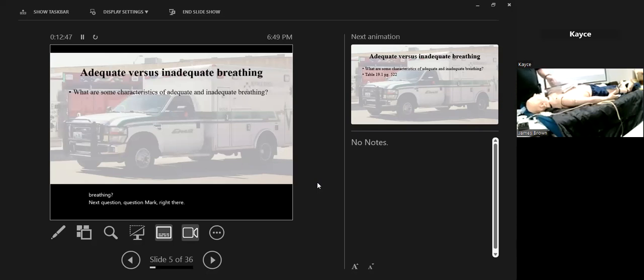Okay, equal chest rise and fall would be a characteristic of adequate breathing, right? How about inadequate? Cyanosis. Noisy breathing, accessory breathing. Okay. And where would we expect to see cyanosis first? Lips. In the lips, around the lips, right?